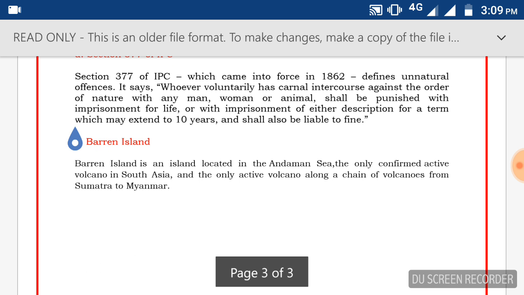What is Barren Island? Barren Island is the only active volcano in South Asia that is part of the Andaman and Nicobar Islands, and it lies along a chain of volcanoes from Sumatra to Myanmar.